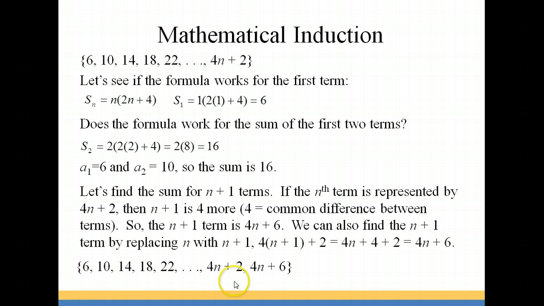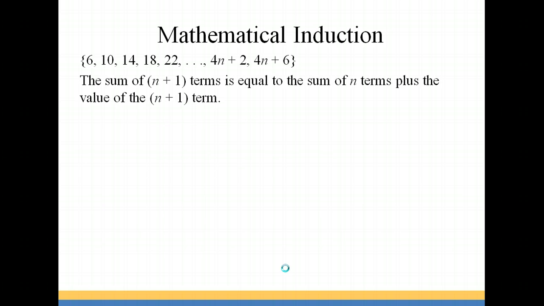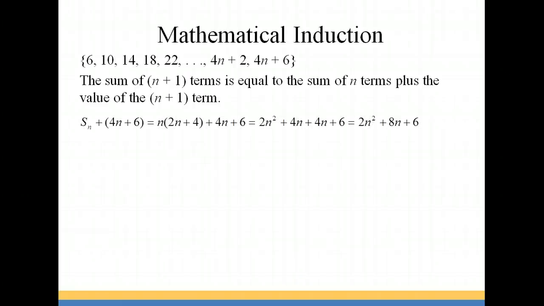So now we have n plus 1 terms listed here. So our first term now is 6, and our last term is 4n plus 6. Now what we want to do is find the sum of all these terms. If you want to find the sum of the n plus 1 terms, you could simply take the sum of n terms and add the value of the n plus 1 term.